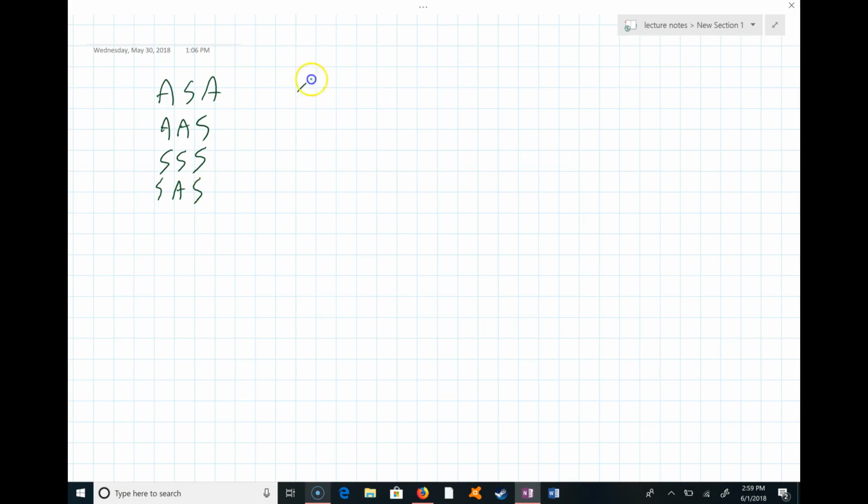Angle, side, angle would be a triangle where you know that this angle is say 30 and this angle is 68 or something like that. And then you know this side is 5. So you can see that the side that I know is between the two angles that I know. So that's why we call it an angle, side, angle situation.